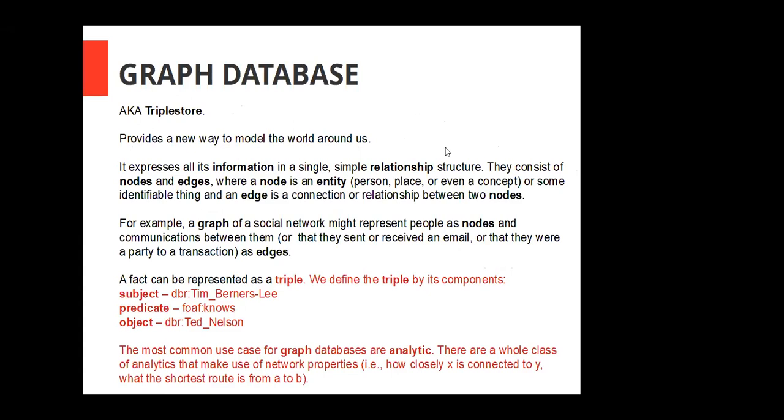So graph database, another word for it is triple store. It provides a new way to model the world around us. It expresses all its information in a simple, single relational structure, which consists of nodes and edges, where a node is an entity, person, place, or concept, or any other thing. An edge is the connection, the relationship between two nodes. For example, a graph of a social network might represent people as nodes and communications between them as edges. All right? It's simple. So a graph database does that.